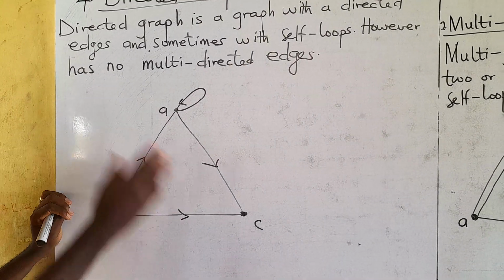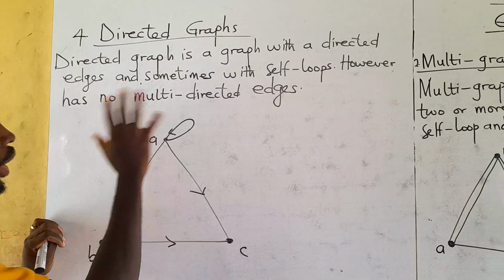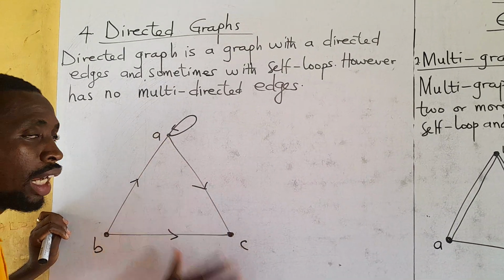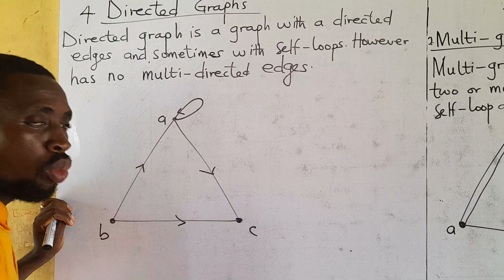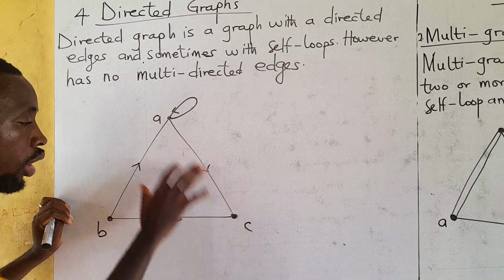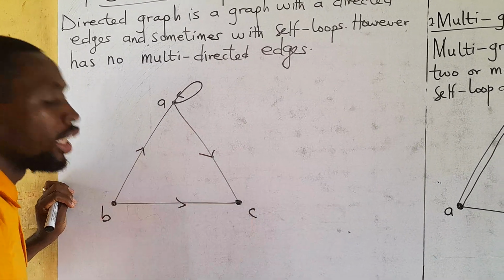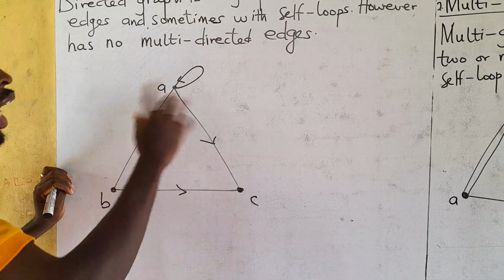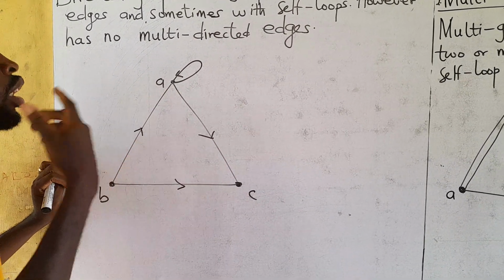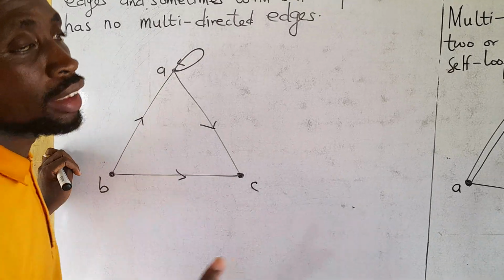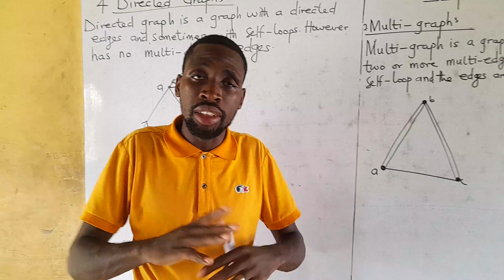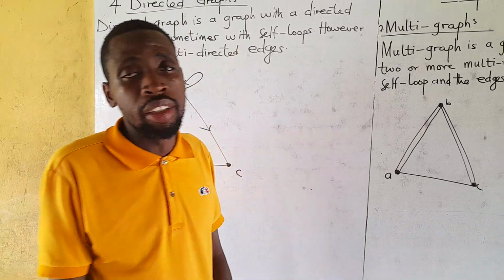So in directed graphs, the only thing that is missing is multi-directed edges. That means the edges are not multiple. It doesn't have two or more edges. It has only one directed edge, and sometimes a self-loop. So if a graph has just single directed edges, with or without a self-loop, it is called a directed graph.